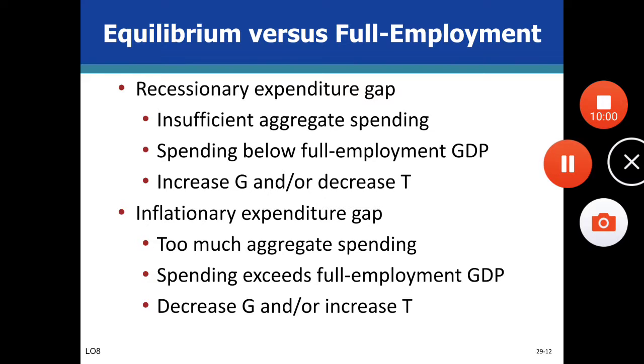On the other hand, if you look at the inflationary gap, it means that our aggregate expenditure is exceeding the full employment GDP. We are spending too much. So spending exceeds the full employment GDP, which is called the inflationary gap, and it will result in demand-pull inflation. In order to cope with it, we will have to decrease our government expenditures or increase our taxes.